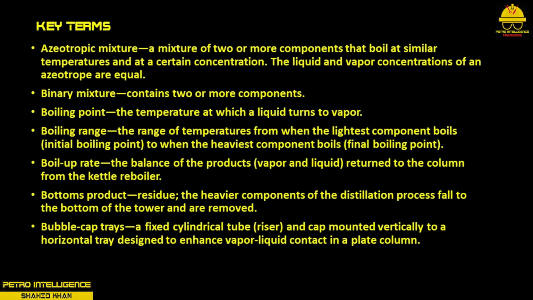Boiling range is the range of temperatures from when the lightest component boils, initial boiling point, to when the heaviest component boils, final boiling point. Boil-up rate is the balance of the products, vapor and liquid, returned to the column from the kettle reboiler. Bottoms product is residue. The heavier components of the distillation process fall to the bottom of the tower and are removed. Bubble cap tray is a fixed cylindrical tube, riser, and cap mounted vertically to a horizontal tray designed to enhance vapor-liquid contact in a plate column.